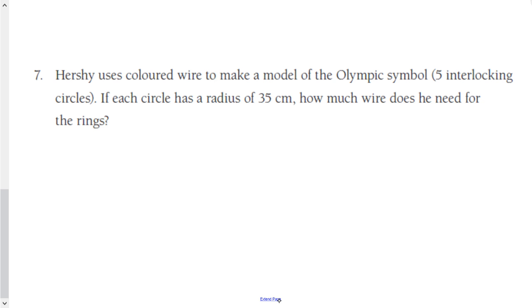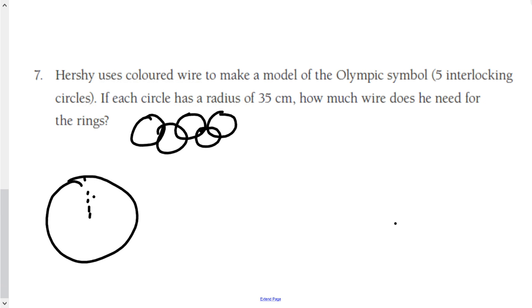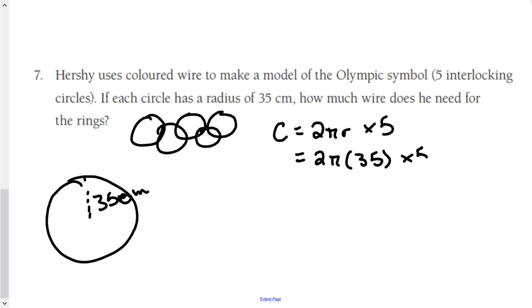Hershey uses colored wire to make a model of the Olympic symbol, which is 5 circles that kind of interlock like this. If each circle has a radius of 35 centimeters, how much wire does he need for the ring? So C is equal to 2 pi r times 5 rings. So 2 pi 35 times 5 is equal to, and that gives us 1,099.5 centimeters.